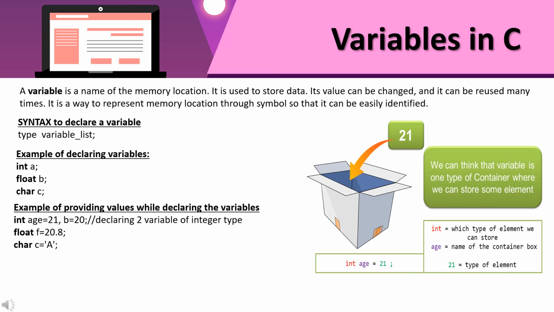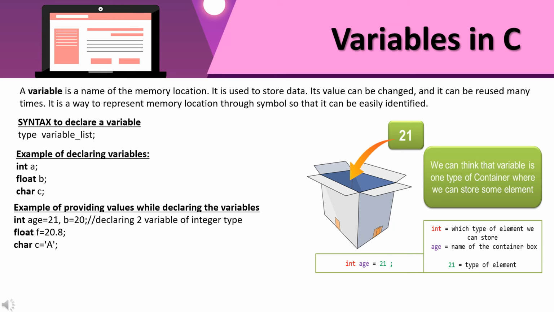As you can see in this picture, when I have declared an integer named age, in memory space a container is created as given here, and when I have written int age equal to 21, this value 21 can be stored in this box or block. So we can think that a variable is one type of container where we can store some element, and int is which type of element we can store, and here age is the name of that container box, and 21 is the element which is going to be contained in this container. Okay, now what is the syntax to declare any variable?